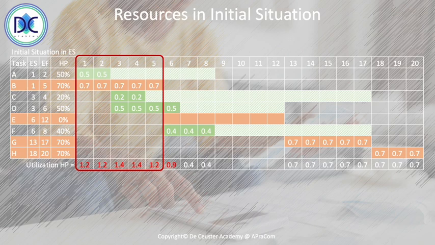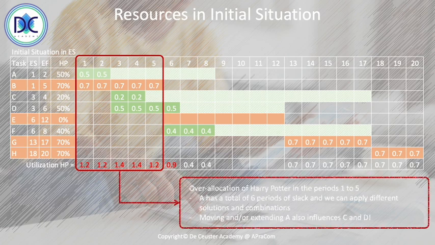There is even a part of the planning, from 9 till 12, where Harry Potter is not allocated to anything. So we see that Harry Potter is over-allocated in the periods 1 to 5. A has a total of 6 periods of slack, and we can apply different solutions and combinations. We also must consider that moving and or extending activity A also influences activities C and D, and those are the only activities that will be influenced here.